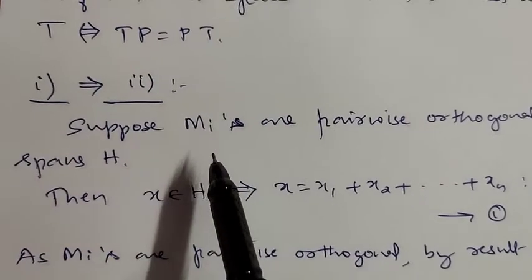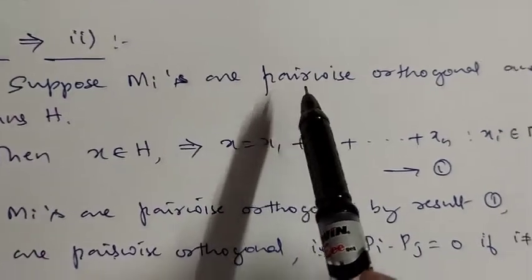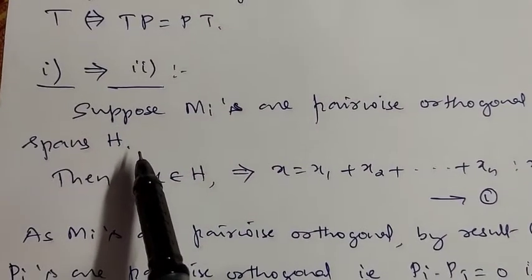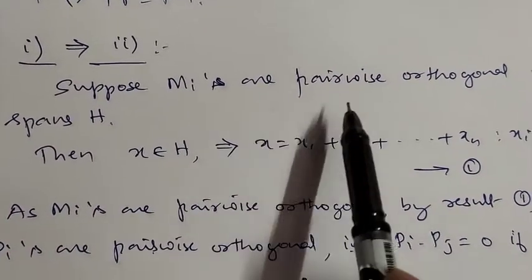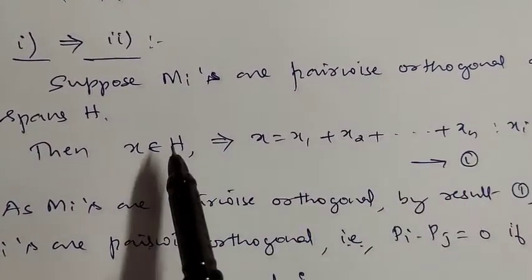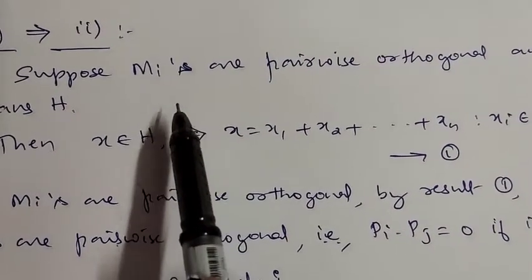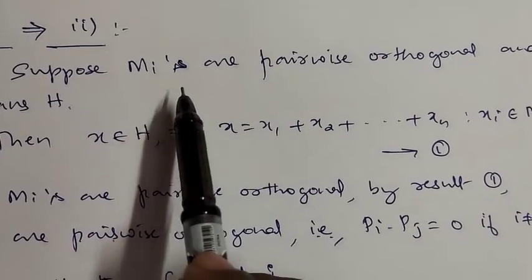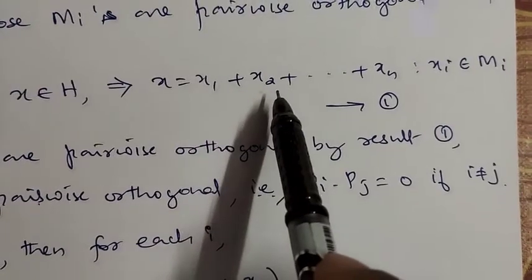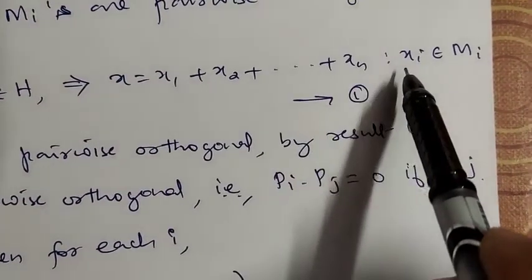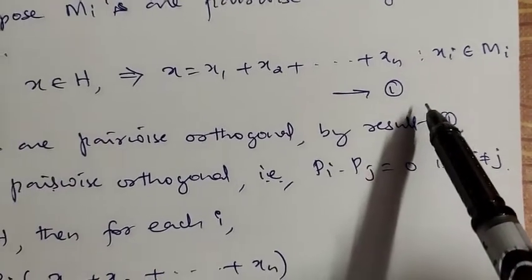1 implies 2. Suppose Mi's are pairwise orthogonal and this spans H. Okay. Then Mi's are pairwise orthogonal and this spans H means any vector x belongs to H can be written as a linear combination of sum of these spaces. Means x belongs to H implies x is equal to x1 plus x2 etc. xn, where each xi is an element of Mi. Okay. So you call by this number 1.